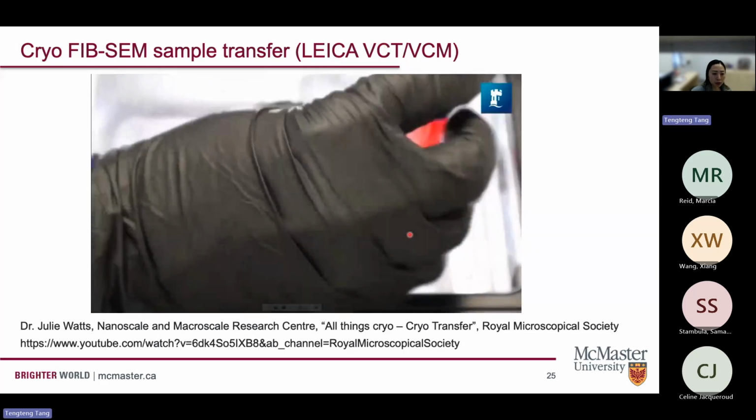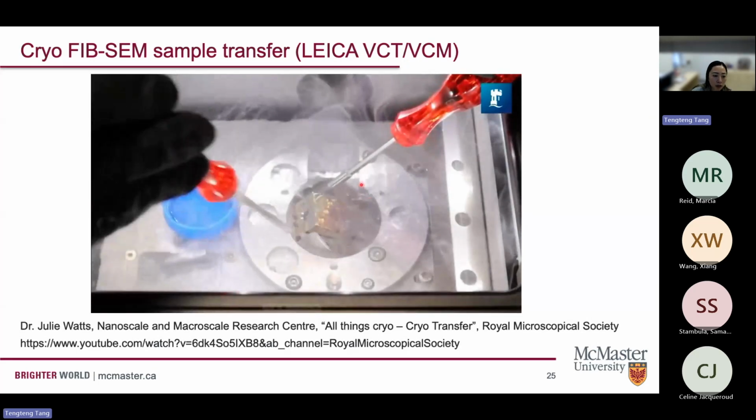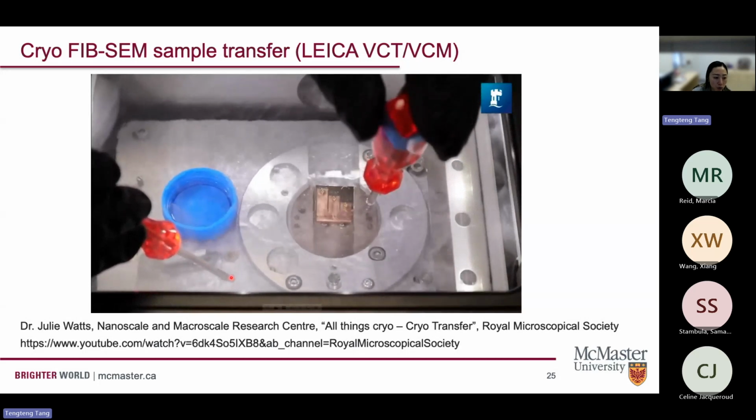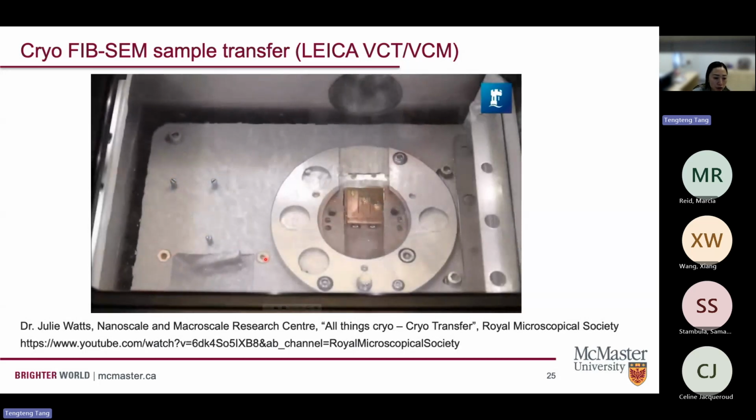What's really critical here is that all the tools you see here have to be pre-cooled to the liquid nitrogen temperature. So all the tweezers and everything, you see all those slots here, you basically have to put them in and pre-cool them for at least a few minutes so they can reach temperature equilibrium.